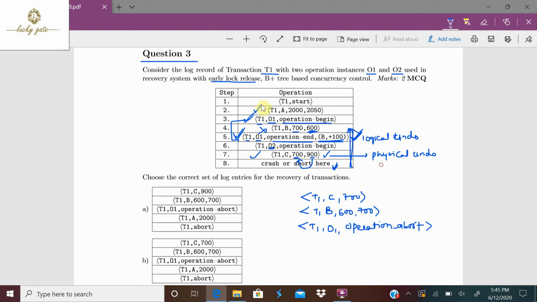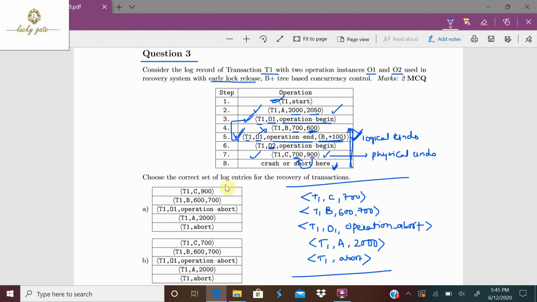Then going to step 2, in step 2 A is changed from 2000 to 2050. Before that, do we find operation end log record for T1? No. So here undoing will be physical. That physical undo requires putting a log record T1 A changing the value of A from 2050 to 2000, so it writes 2000 to the log records. After this, aborting of T1 is completed. So it requires putting a log record T1 abort. This is the log information to be entered.